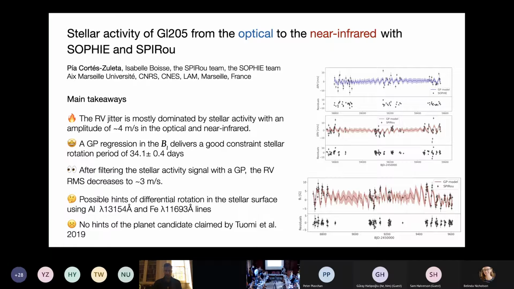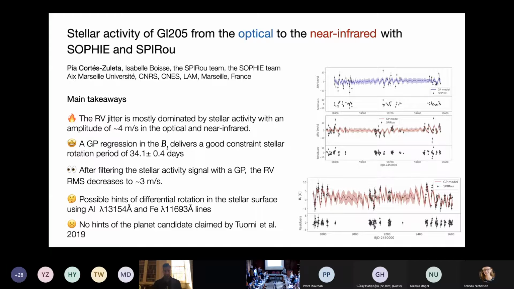Okay. Hi everyone, I'm Pia Cortés-Zuleta. I am a third year PhD student at the Laboratoire d'Astrophysique de Marseille in France. I work with Isabelle Boisse, and what I'm presenting here is a synergy program between SOPHIE and SPIRou. SOPHIE is observing in the optical domain and SPIRou is observing in the near infrared. What we want to do is to take quasi-simultaneous observations to model the stellar activity in the optical and in the near infrared more or less at the same time.